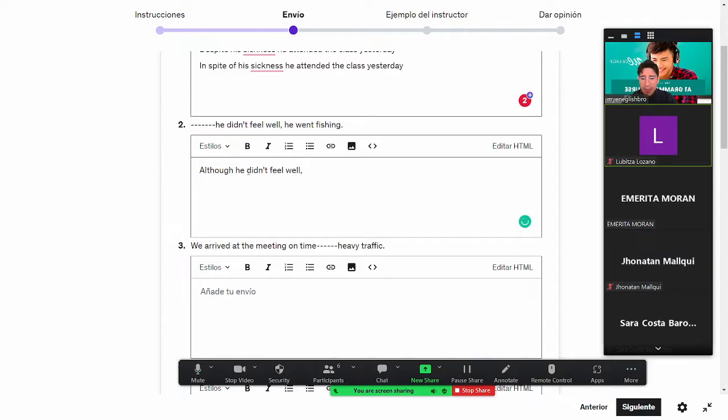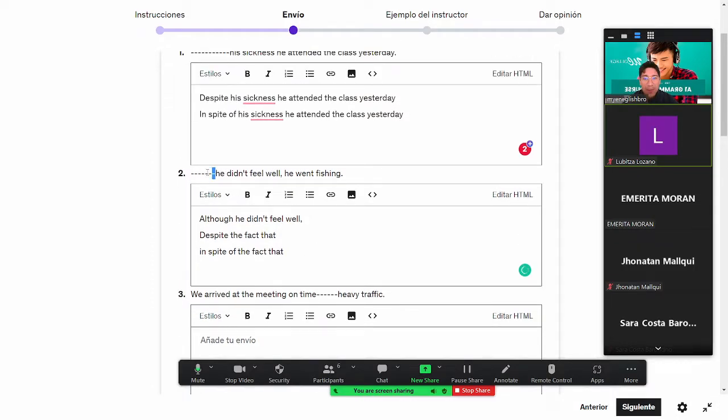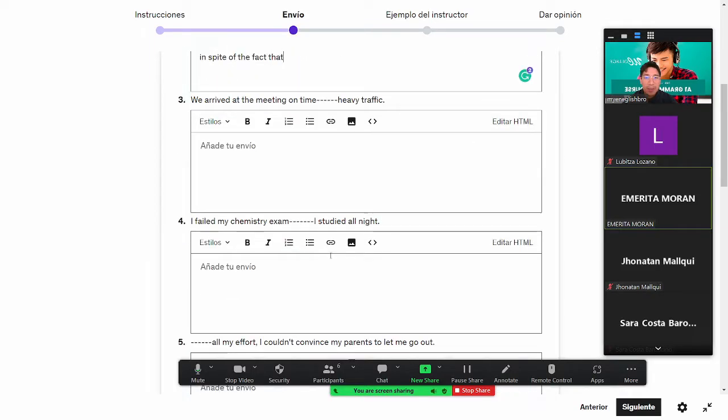¿Podré usar un despite? No. A menos que le ponga the fact that. ¿Podré usar un in spite of? Sí, pero tengo que ponerle un the fact that. En este caso, ¿tengo aquí escrito un the fact that? No. La respuesta va a ser un although, nada más, porque no he escrito un the fact that. Número 3. We arrived at the meeting on time. Heavy traffic. ¿Qué cosa es heavy traffic? Noun. ¿Qué puedo poner en esta línea?